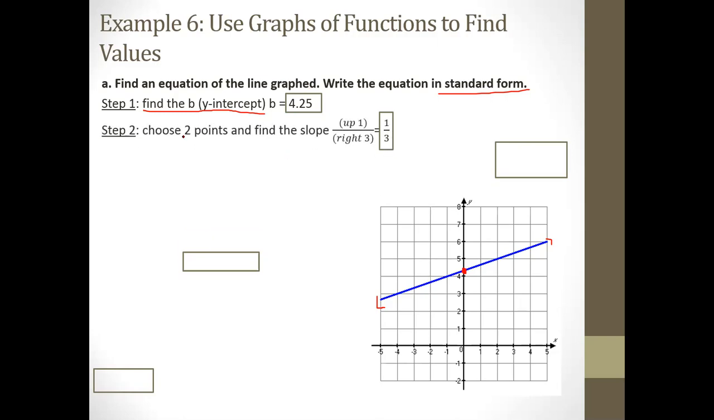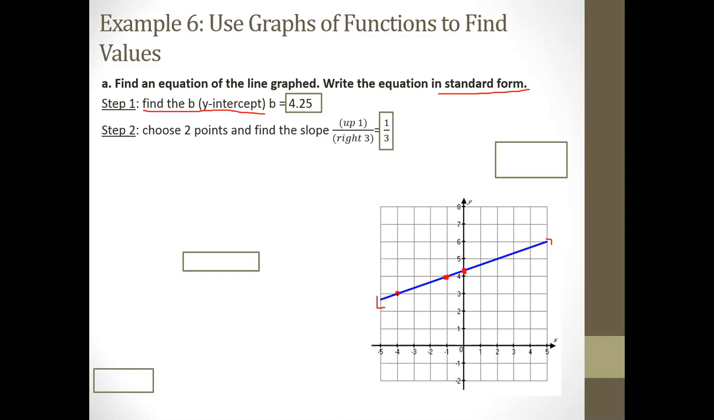Step 2, we're going to pick 2 points and find the slope. It doesn't matter which 2 points we pick. We could pick a point here. And make sure you pick a point where we cross between the lines. That'll make your counting easier. See where I cross these intersections right here in the corners. And we want to measure the distance that it takes for us to get from one point to the other.